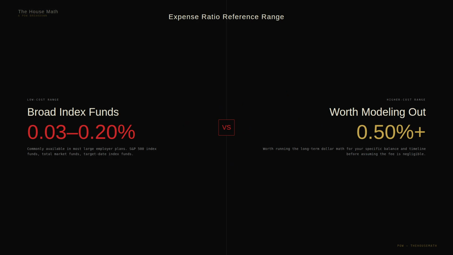Low-cost indicators, expense ratios in the range of 0.03% to 0.20% for broad index funds. These are commonly available in most large employer plans.